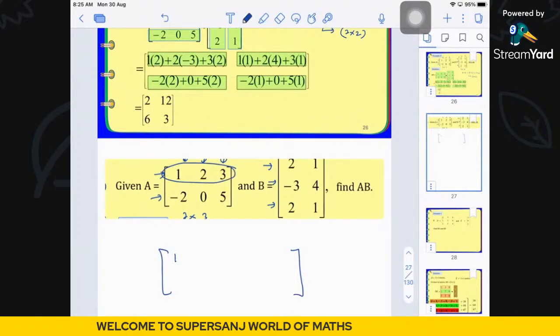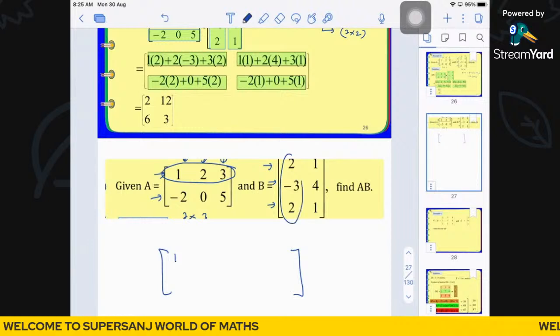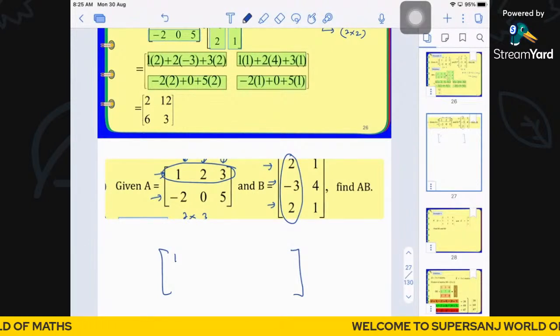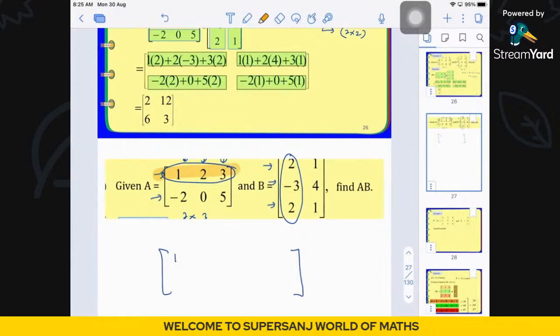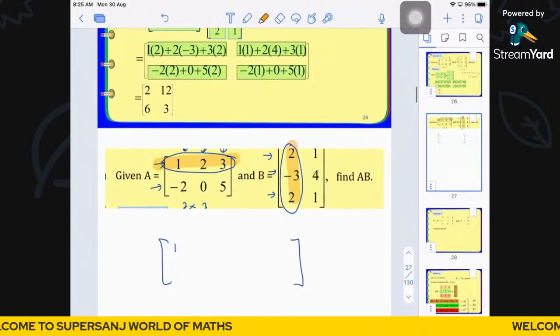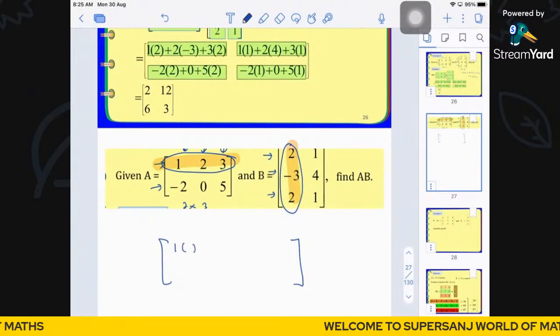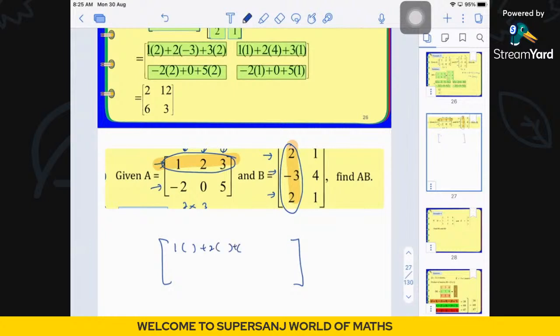Okay, this is your row, and this is your column there. So you already get your row and column over there. Okay, so now I'm going to write the row first. 1 bracket plus 2 bracket plus 3 bracket, plus 3 bracket. Okay, that is the first row.